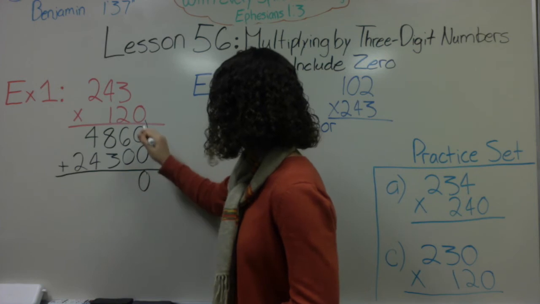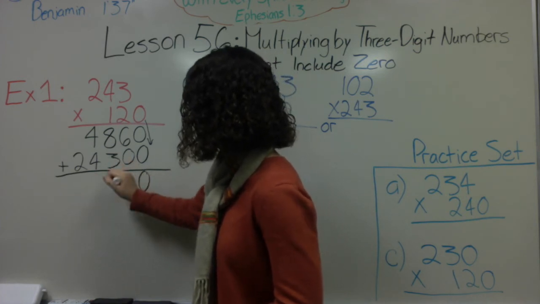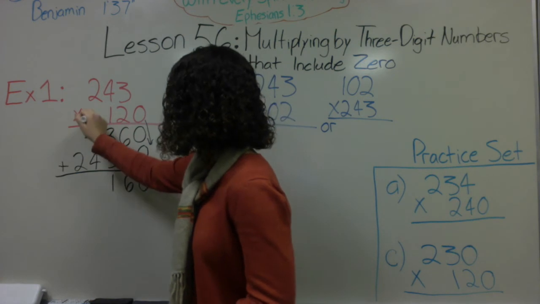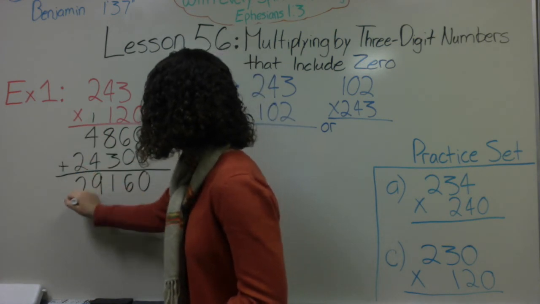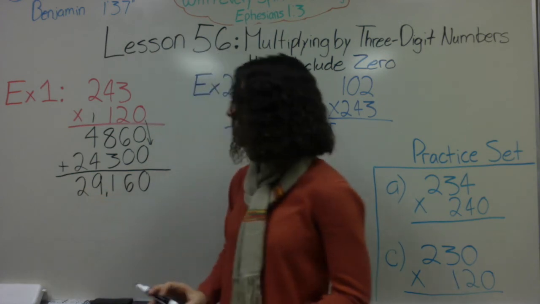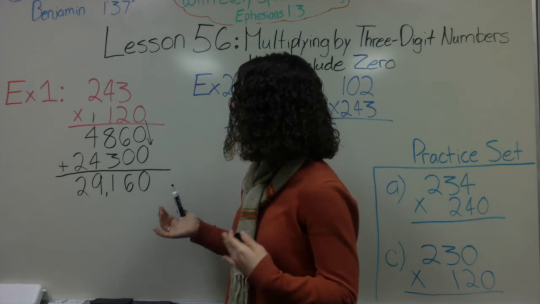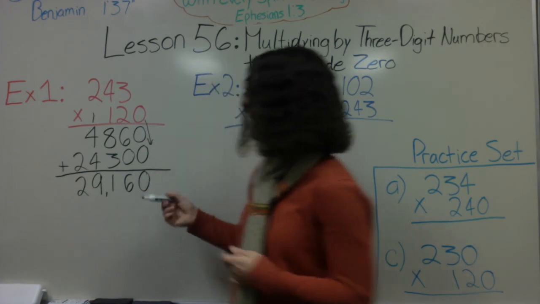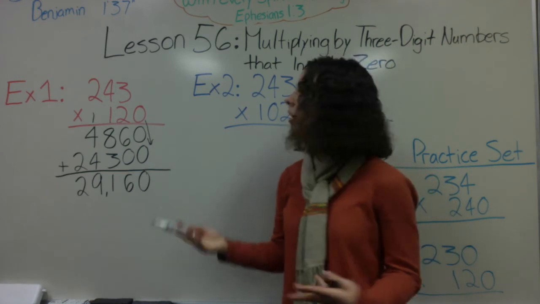There's my 0 that's dropped. 6 plus 0 is 6. 8 plus 3 is 11. 4 plus 4 plus 1 is 9. And then we have 2. So 29,160.